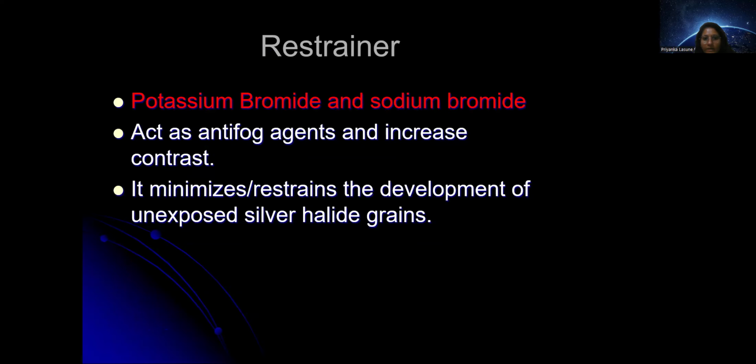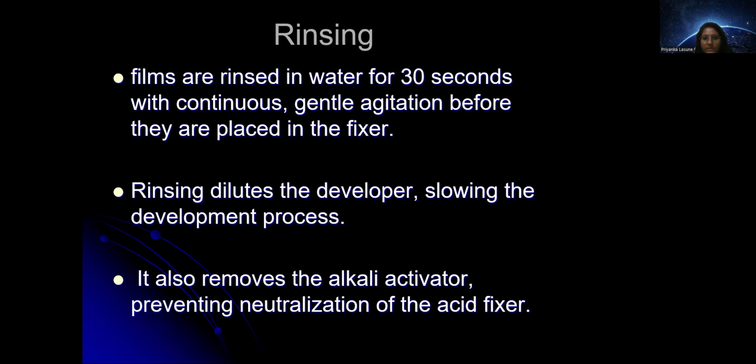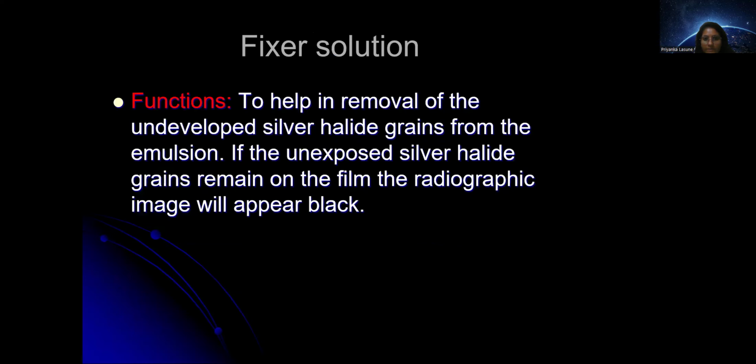Restrainer: potassium bromide or sodium bromide acts as restrainer. It acts as an anti-fogging agent and increases the contrast. It minimizes or restrains the development of unexposed silver halide crystals. Rinsing of the X-ray film for 30 seconds is necessary to dilute the developer and slow down the developing process. It also removes the alkaline activity, preventing neutralization of the acid fixer.